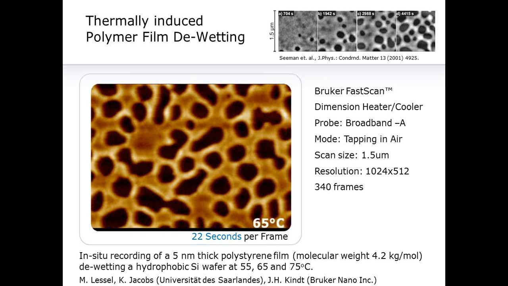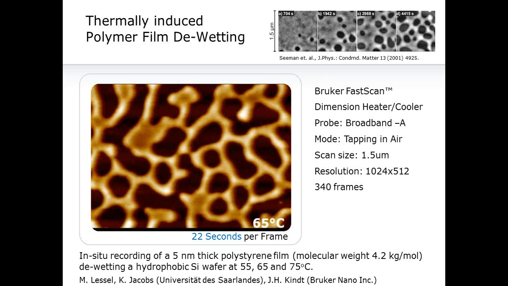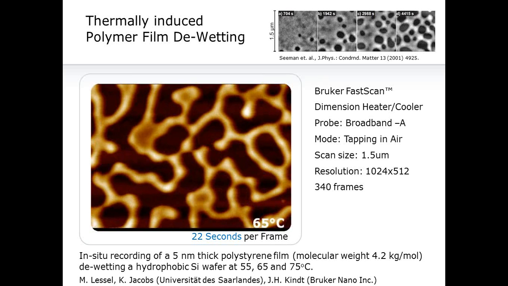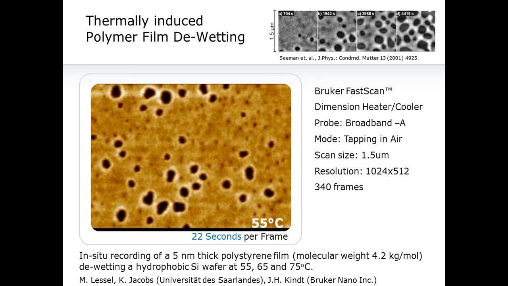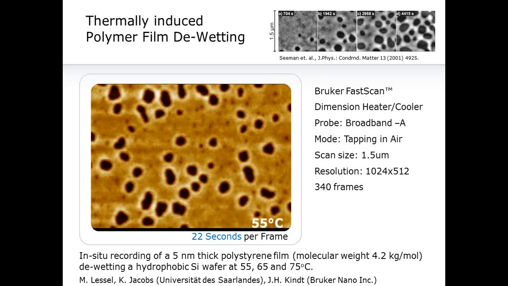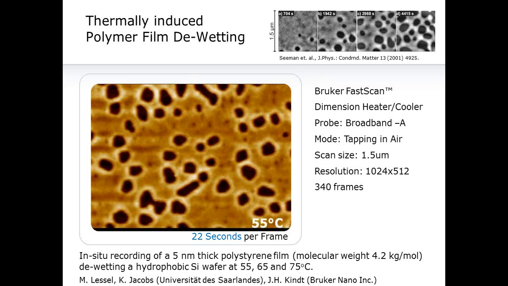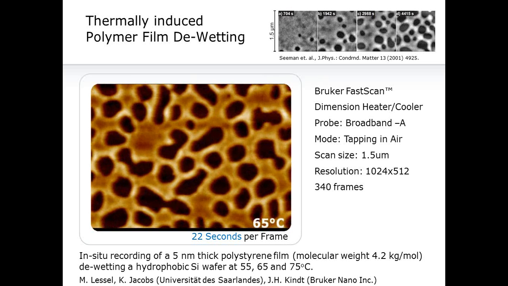To study dynamic processes, it is, in addition to the imaging speed, also important to be able to trigger and control them. The open tip scanning design makes it fundamentally easy to accommodate heaters, chambers, and other devices that provide process control to the sample.